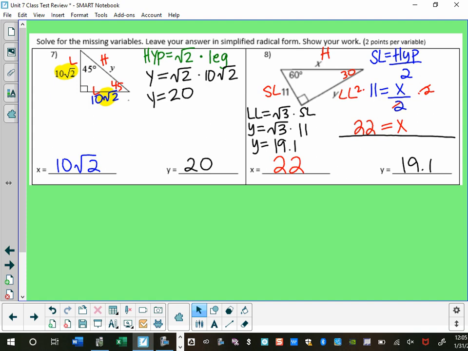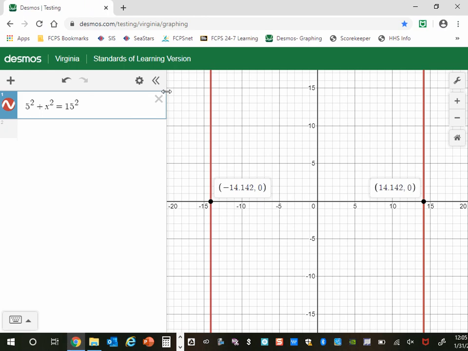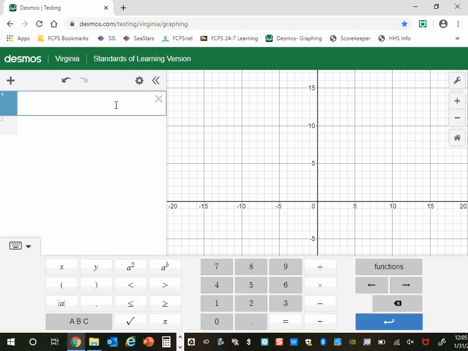If you want to use Desmos for this, and Sydney, this may be really good for you, just so you don't have to work too hard. When we had that first equation, you can type it in. That first equation was 11 equals x divided by 2.